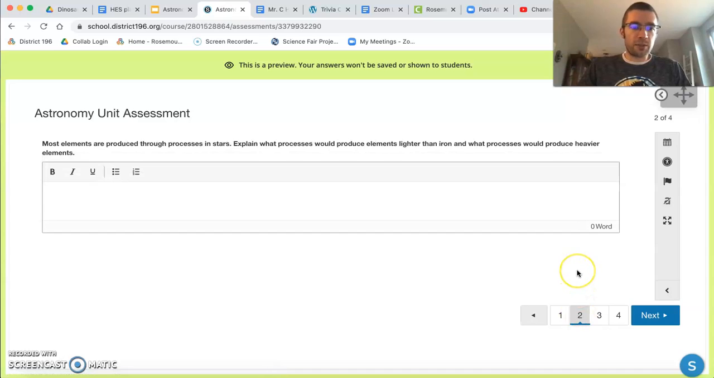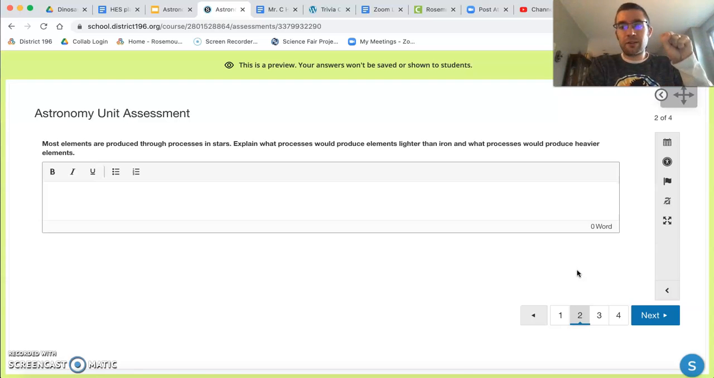Question number two, it says, most elements are produced through processes in stars. Explain what processes would produce elements lighter than iron and what processes would produce heavier elements. Okay, iron is the key there. That is probably the most important word to kind of distinguish between the processes. Okay, so my suggestion is to spend a few sentences discussing all of the different processes for lighter elements. Okay, go through them step by step.